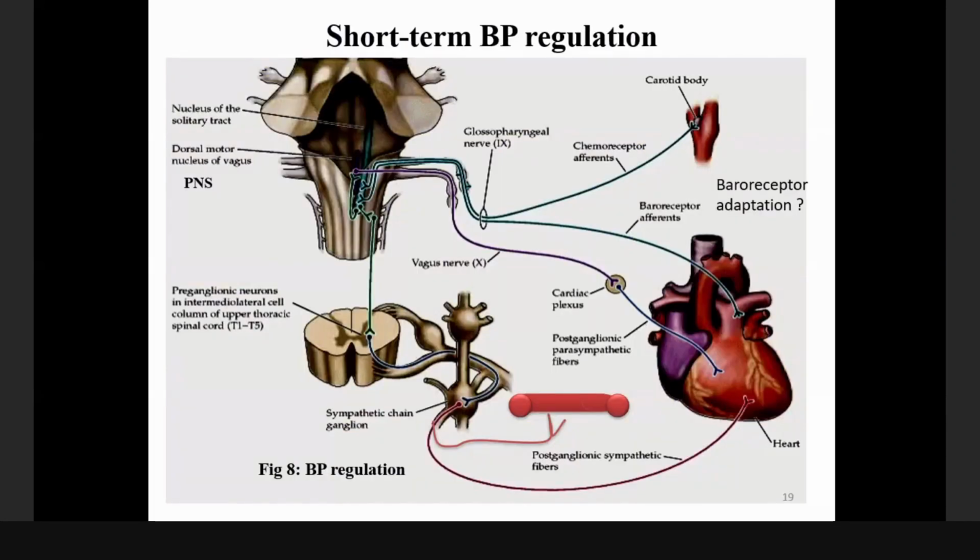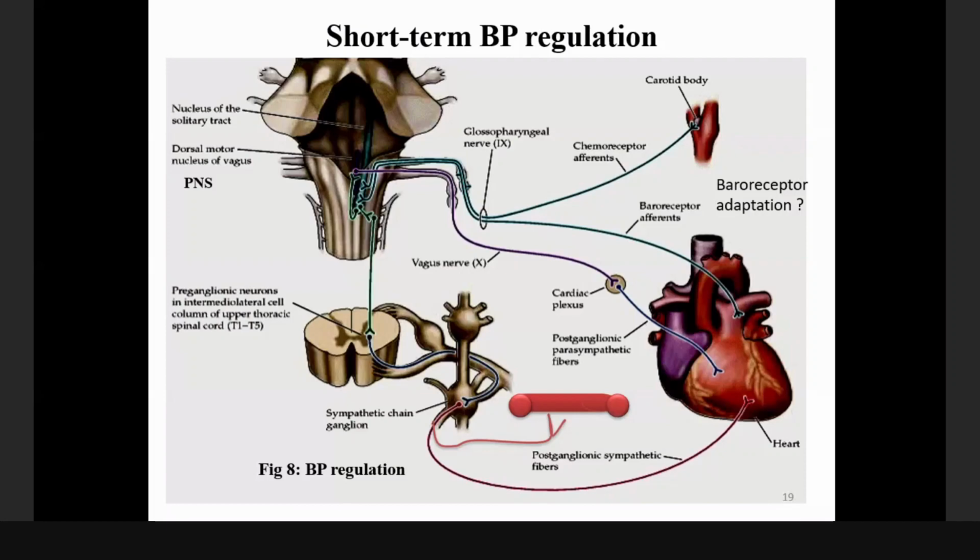Blood pressure regulation. Okay, blood pressure regulation. Your blood pressure of 120 by 80 millimeters of mercury is normal, but sometimes your blood pressure may increase or reduce. Then there should be processes in the body that regulate your blood pressure at different times. So the first is called short-term blood pressure regulation. Your body regulates your blood pressure very quickly, in a fraction of a second.